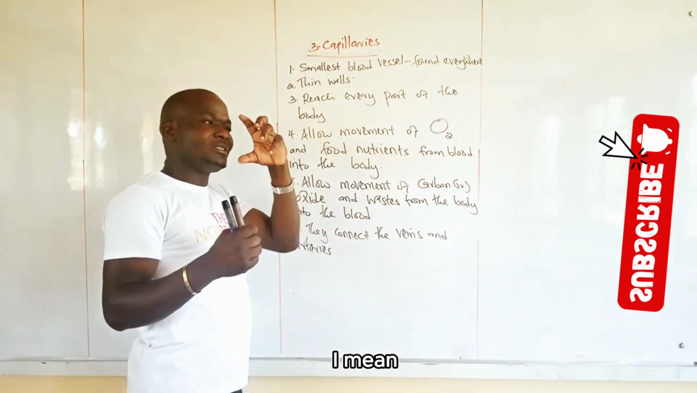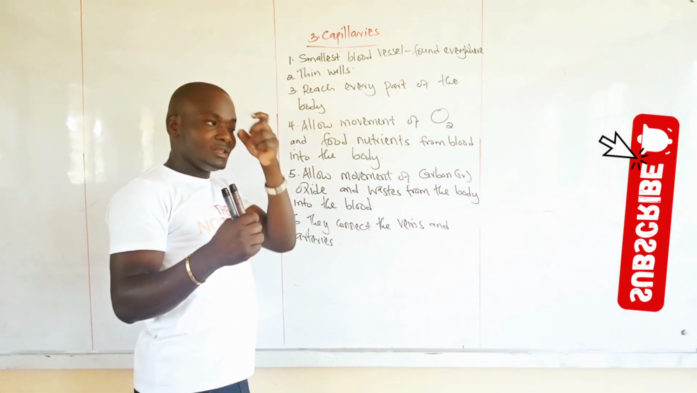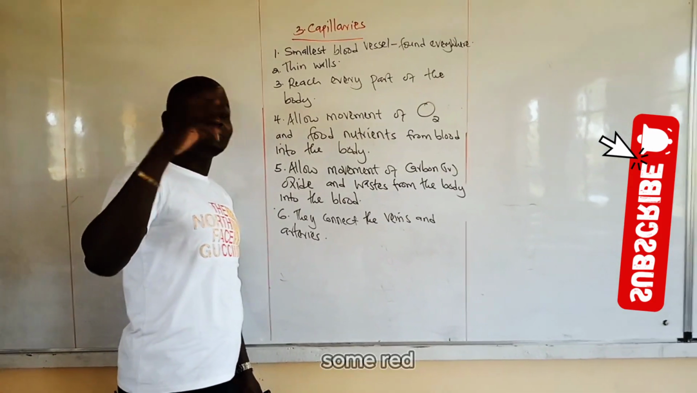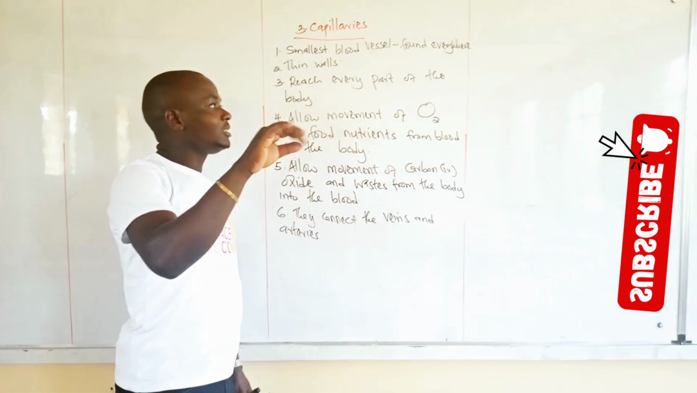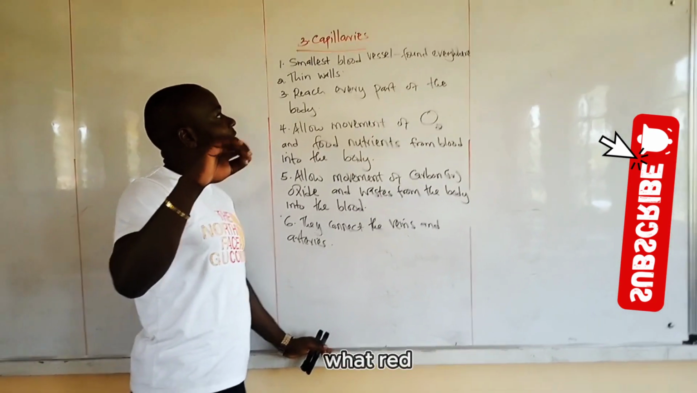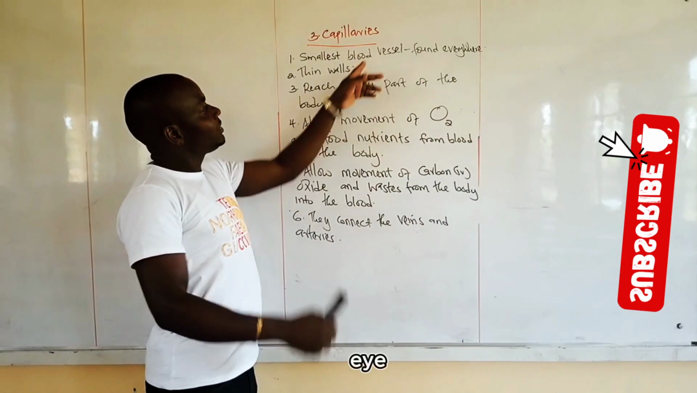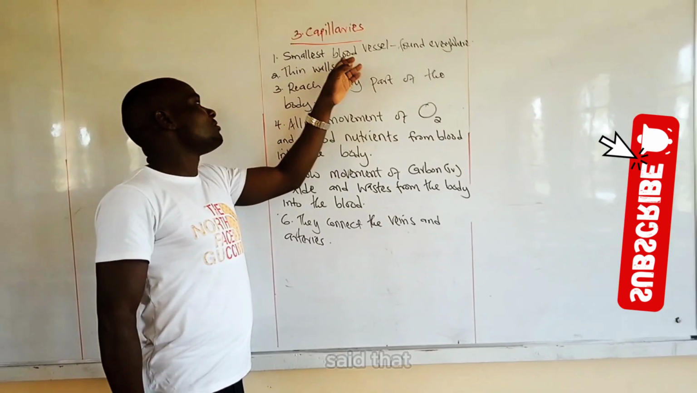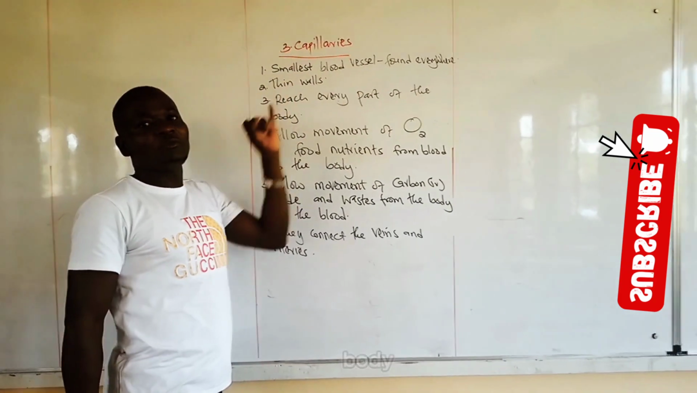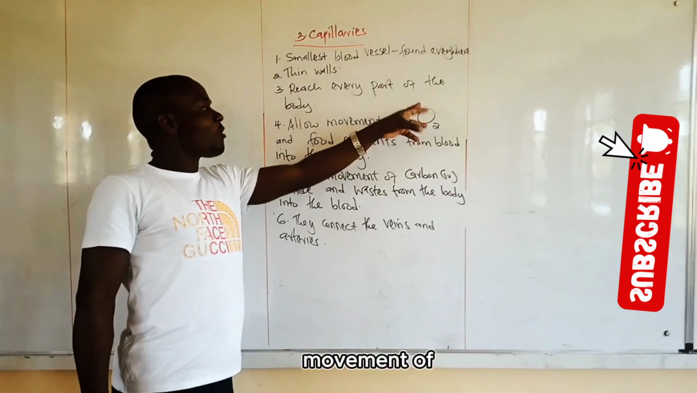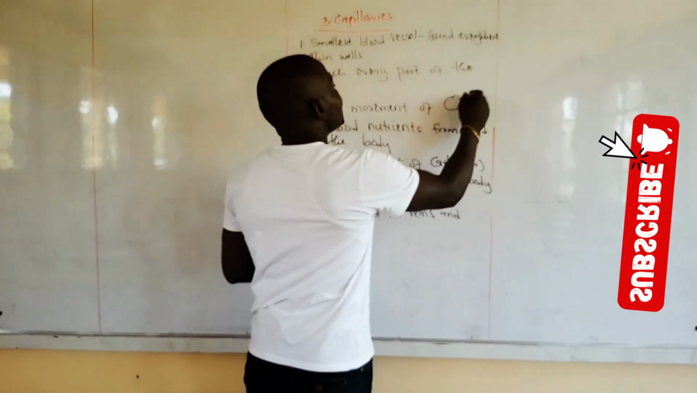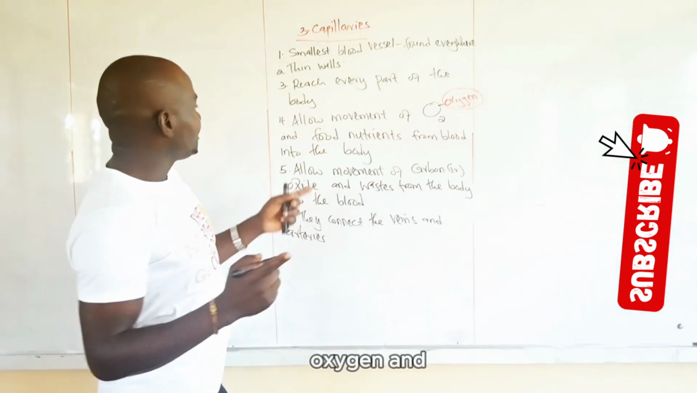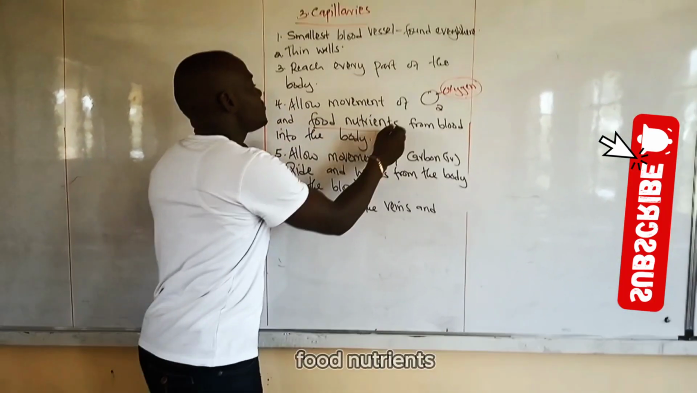If you look deeply, maybe when you use a mirror, you'll see some red thread-like structures in your eye, and that is what we call the capillaries. So, they are the smallest, they reach every part of the body, and they allow movement of oxygen and food nutrients after digestion.